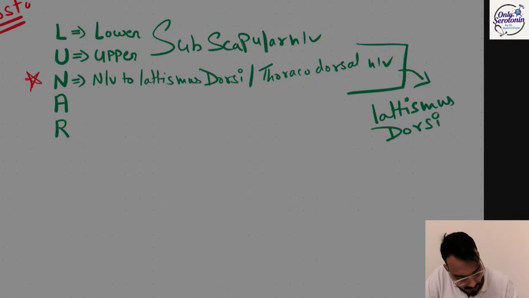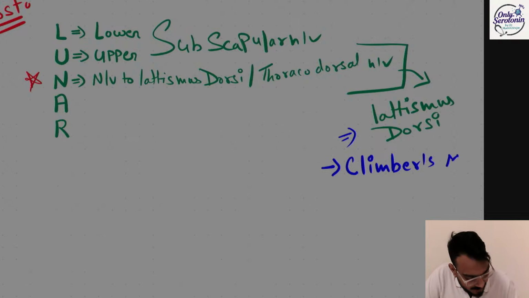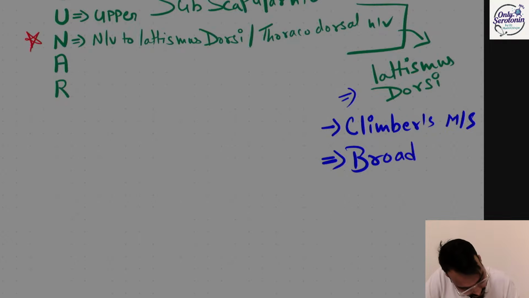Okay. So the nerve to the latissimus dorsi is what, guys? The nerve to the latissimus dorsi is supplying to latissimus dorsi muscle, and this latissimus dorsi muscle is known as climber's muscle. It is known as climber's muscle, as well as it is the broadest. भाई broadest की spelling देख लेना, हो सकता है मैं गलत लिख दूं. It is the broadest muscle of the human body.